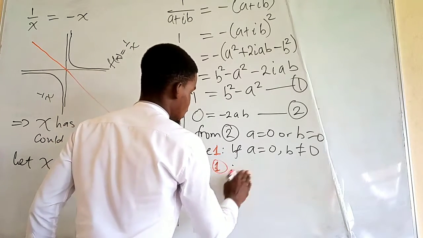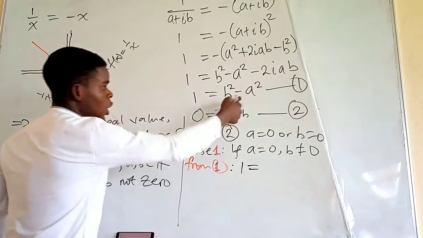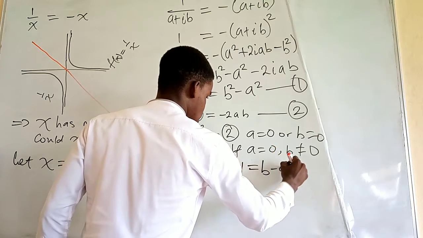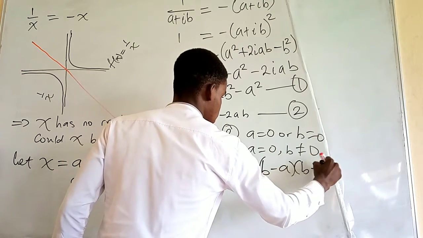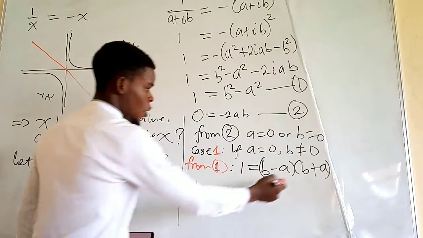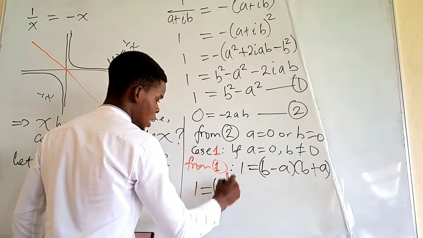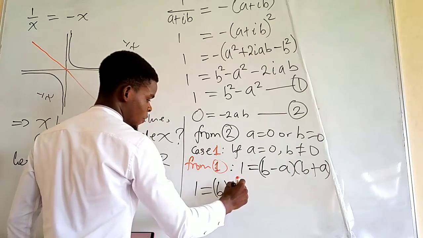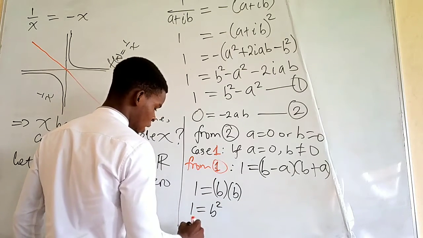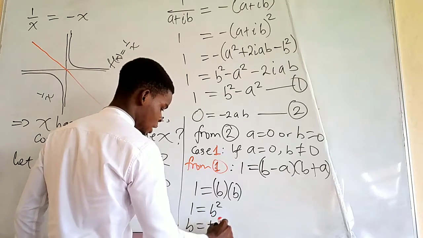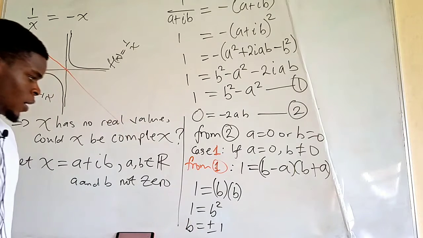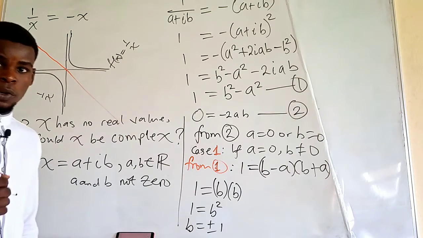It means that we're going to have that 1 is equal to, this is just the difference of two squares, so we can identify it to be B minus A times B plus A. That means that 1 equals, where A is 0, just plug in 0 right there, B times B again. So 1 equals B squared, implying that B can be positive or negative 1. Those are the two values of B when A is equal to 0.